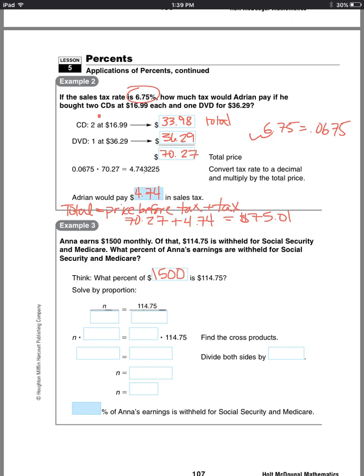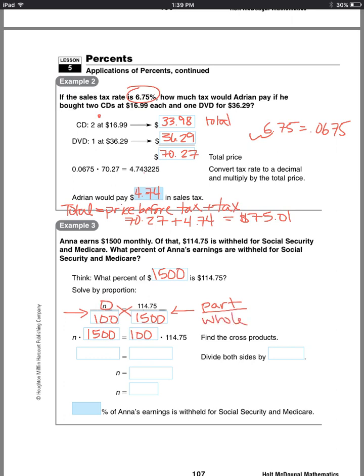We're looking for the percent, so the percent is a variable. Anytime we make a fraction to find the percent, we put it over 100. Okay? And then we have 114.75 over her total monthly salary. Now we need to find the cross product, so we take n times 1500 equals 100 times 114.75. So this side is the percent side. We always put it over 100. And this part is the part that's withheld over her whole check.